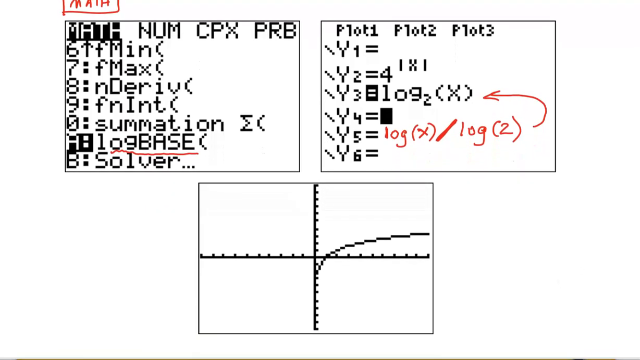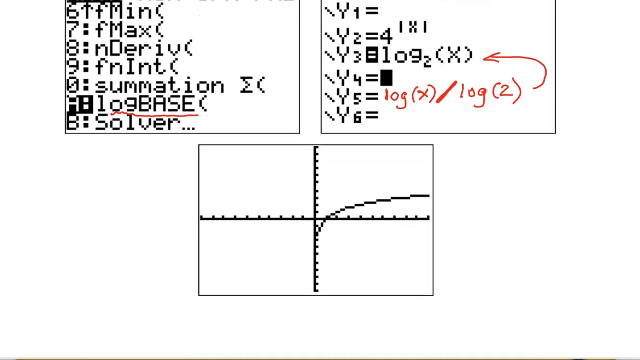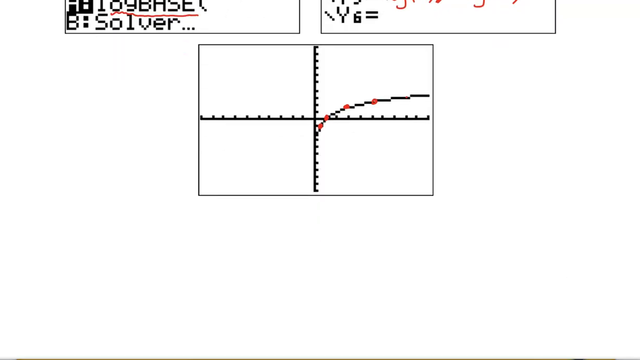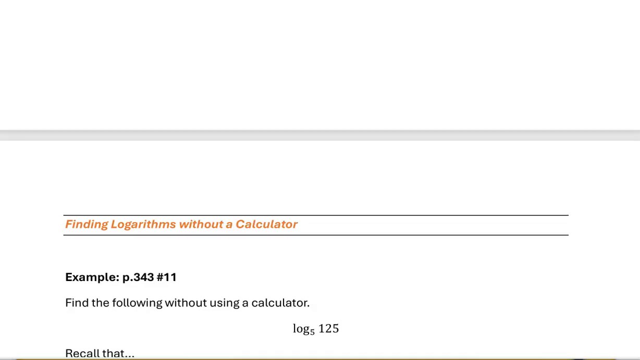Okay, so that should show the graph just like what we said there. It's 1, 0, 2, 1, 4, 2, and so on and so forth, 8, 3, okay, 1/2, -1, 1/4, and so on. There's your graph. Okay, and you could trace to double check the coordinates. You could use your table to double check the coordinates if you wanted to. Okay. So I think that completes the graphing section of the lesson.